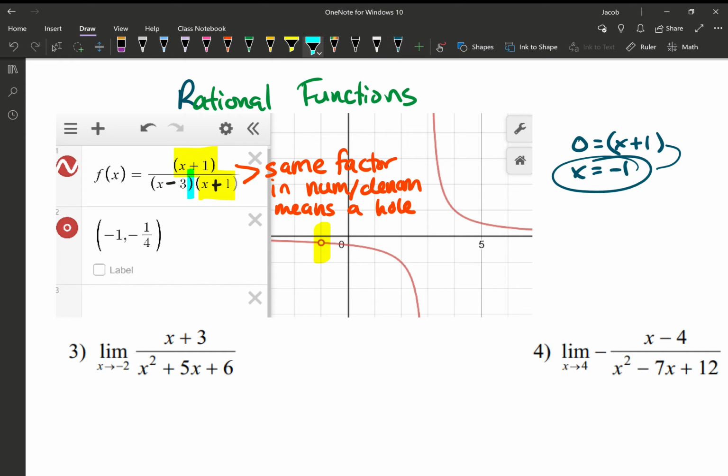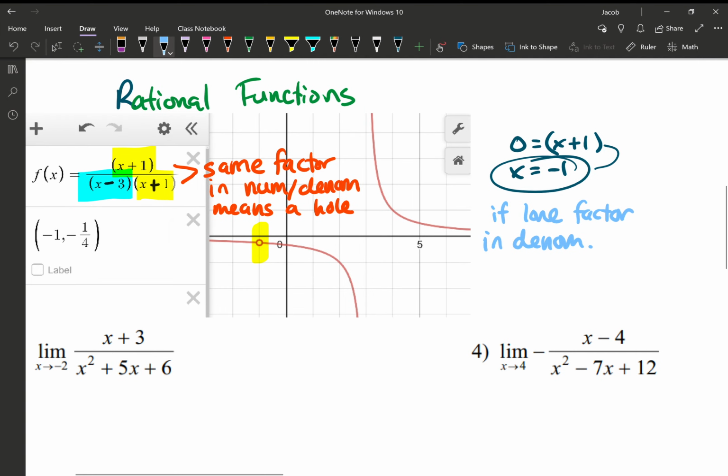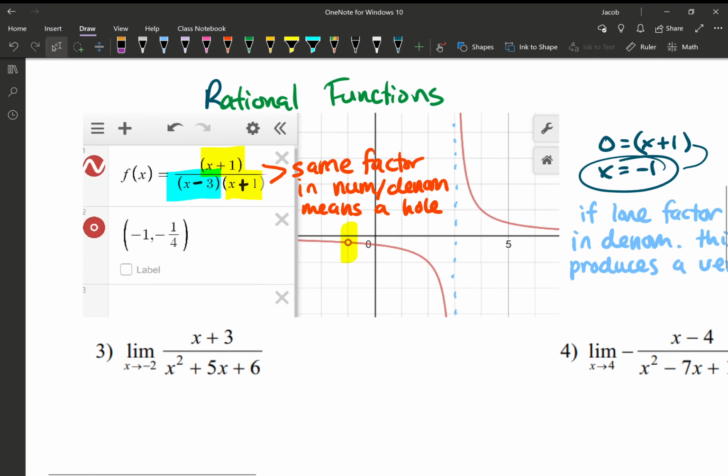What will skew the graph considerably is if there is not the same factor. So if there is a lone factor in the denominator, this produces a vertical asymptote or a non-removable discontinuity. I'm going to abbreviate a few things there. So our vertical asymptote at 3 happens when our factor is x minus 3.